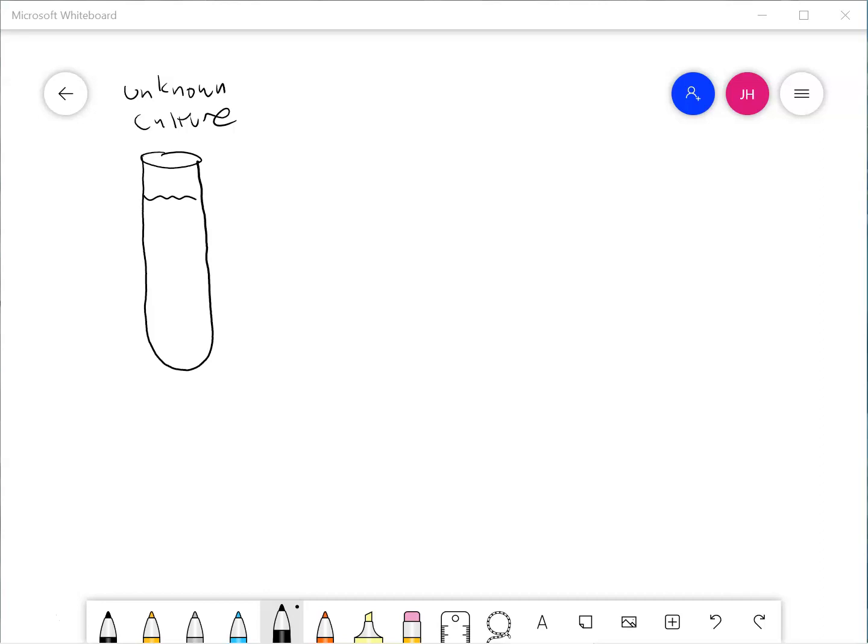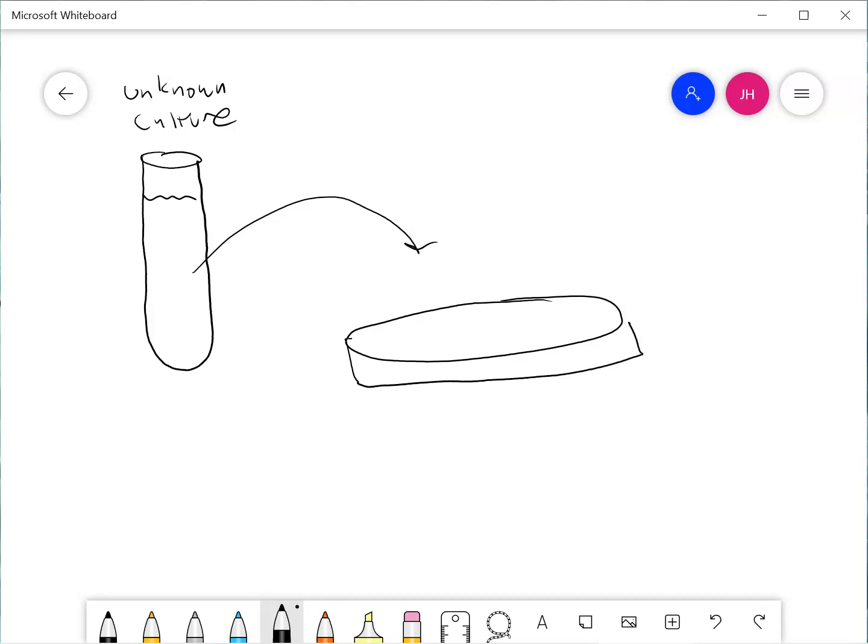And the way it works is we put some amount of our unknown culture that has the unknown number of cells we want. We put some of it onto a petri dish. So if I draw a little petri dish, and wherever the little cells end up, if we incubate this, they will form colonies, and we will be able to count the colonies, and then we can do some math to figure out how many were in the original sample. So I'm going to show you sort of what that looks like.